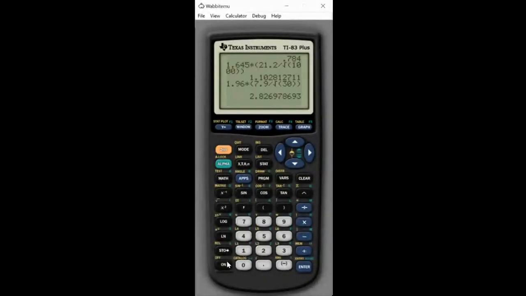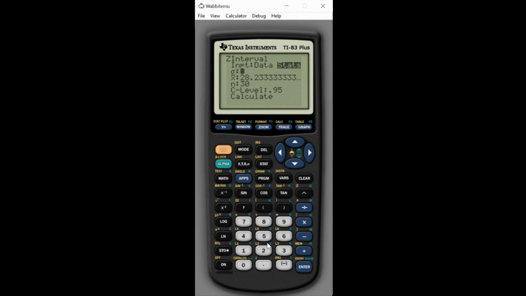Okay, so let's go here. Let me clear this. So guys, what I'm going to do is hit stat, and go over to where it says tests. And what I'm looking for is something called a Z interval test. Let me make sure. Yes, the Z interval right here. So I'm going to enter that in. And what I want to do is go to stats, so I'm going to click my right arrow and hit enter.